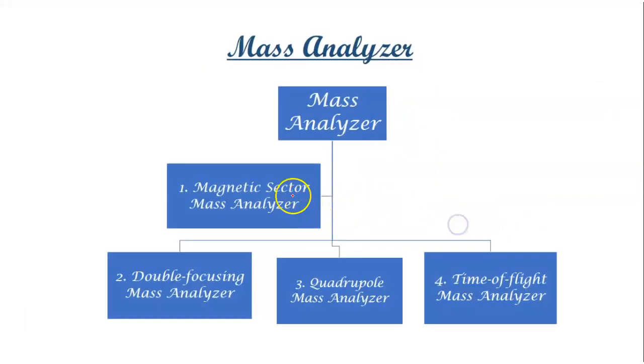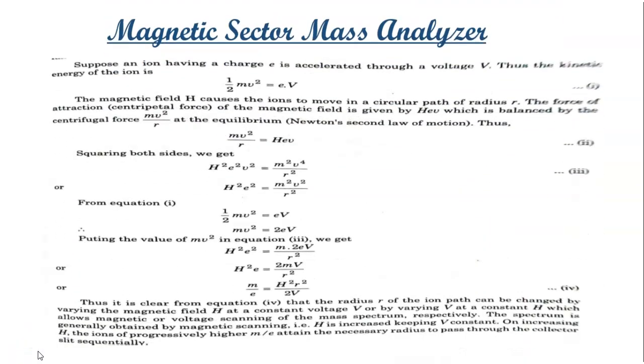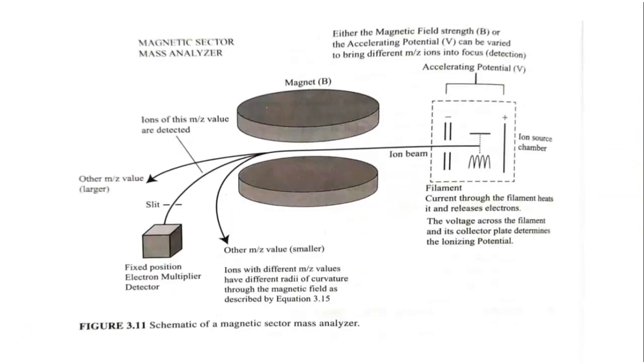And that is over here. Okay, so basically we are going to see various kinds of mass analyzer that include magnetic sector, double focusing, quadrupole mass analyzer and time of flight mass analyzer. So first of all, we'll be discussing the magnetic sector mass analyzer. Let me show you its diagram first. So this is the schematic diagram of your magnetic sector mass analyzer.